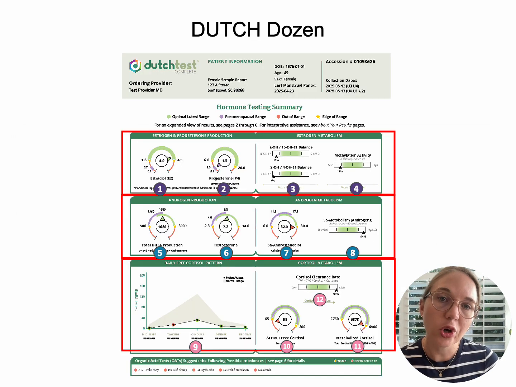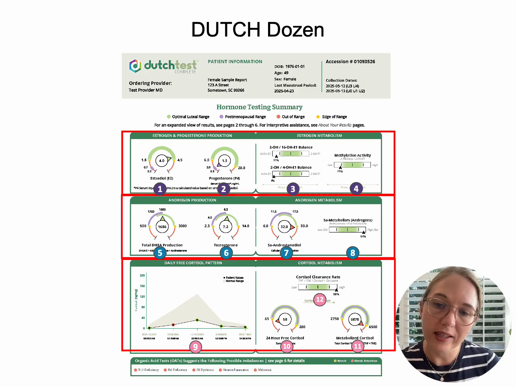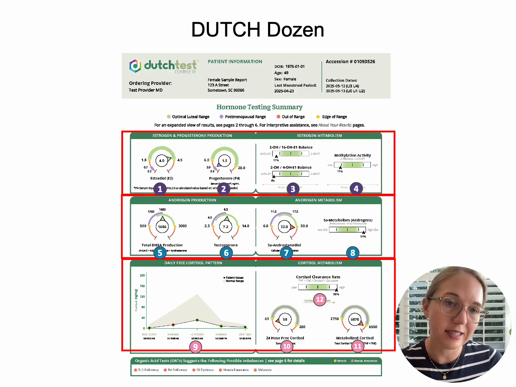Okay, then going into the Dutch Dozen, as I mentioned. On the updated hormone testing summary page, this features three hormone stories divided into estrogen, androgens, and then cortisol. And within those three sections are 12 key Dutch elements that are curated to tell those hormone stories. Those are termed the Dutch Dozen. So as you'll see, 1 to 12, that is a dozen, and that is the Dutch picture that tells the story.